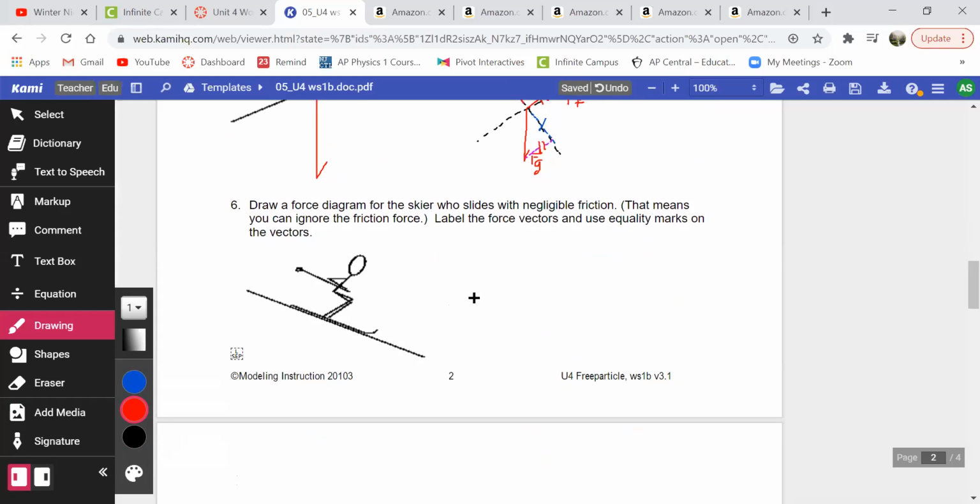All right, we've got Skier Joe over here heading down the hill. Now it says that you have negligible friction, which means that you can ignore it. It doesn't exist here in this example.